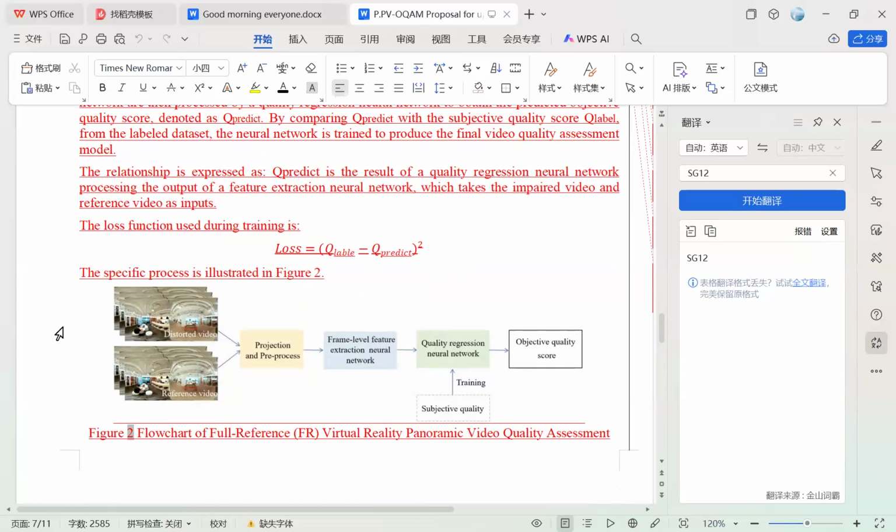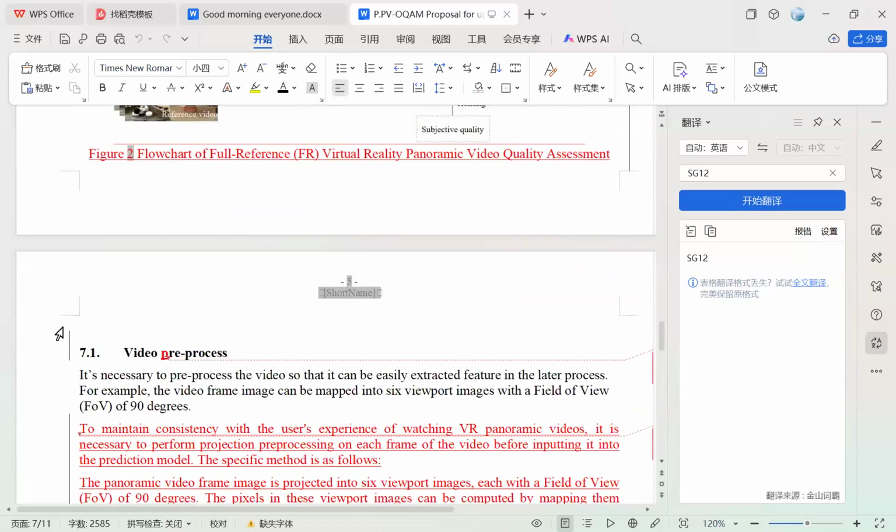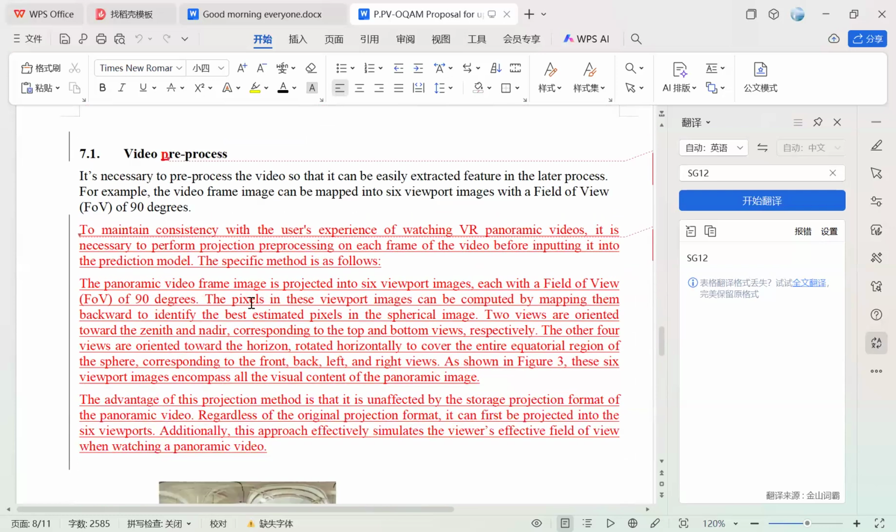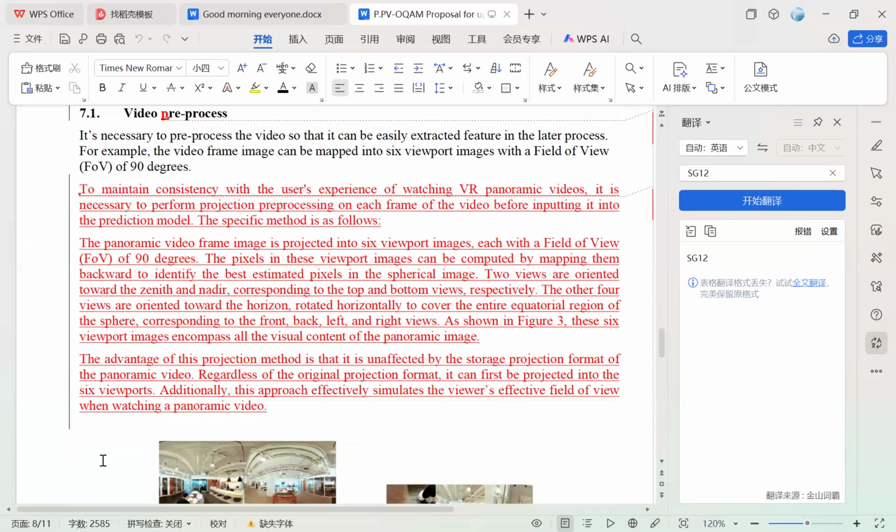This is section 7, and section 7.1 describes video pre-processing. The pre-processing has two parts. The first part is about the frame imagery.